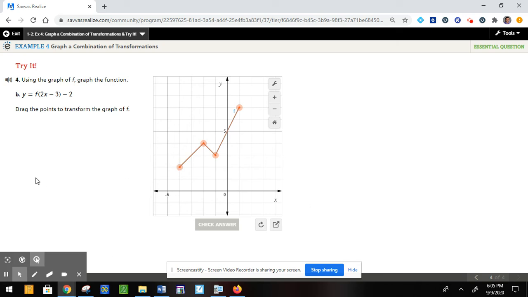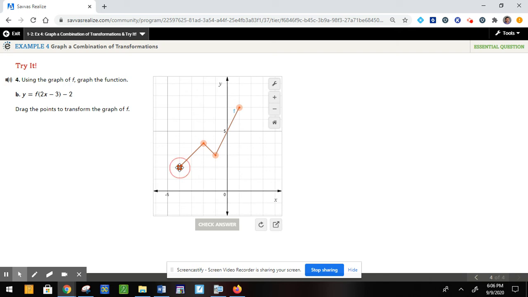All right, so this one actually has 3 parts to it, right? It's got the compression. It also has something you're adding or subtracting inside, which is going to move it to the right. And then something on the outside, which will move it down. We'll do the compression part first. So that part's just the same as the last example. That 2 will cut the x values in half.